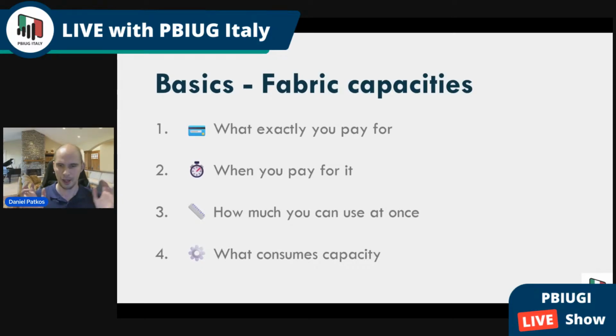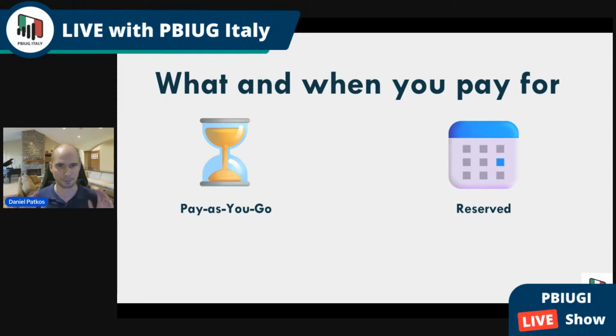So now that we understand why Fabric exists, I think it's also important to know what exactly you pay for, when you pay for it, how much you can use at once, and what actually uses it, so what consumes the capacity. As I said earlier, the business model, the way you were paying for things, was very confusing. They managed to simplify that somehow, but it can still be a headache to understand what you are paying for and why.